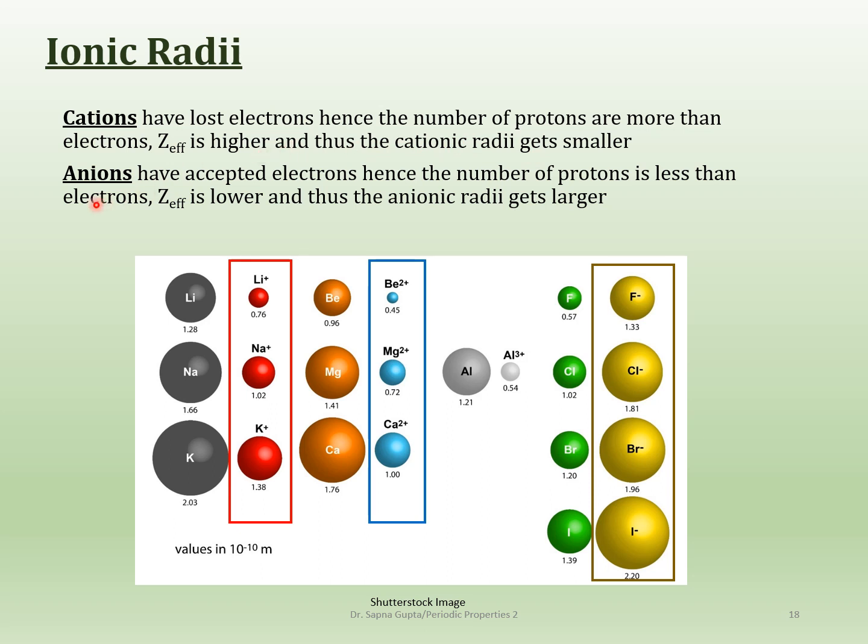In an anion, it's the other way around. Anions have accepted electrons, so when you have more electrons but not enough protons for the attraction, the size will get bigger for the anions. The easiest way to think about this, and I hope nobody takes this personally, is that cations, once they lose electrons, are like losing weight. If you lose weight, you get smaller. Anions eat up electrons. When I eat up electrons, I will get bigger. That's kind of what's going on here.